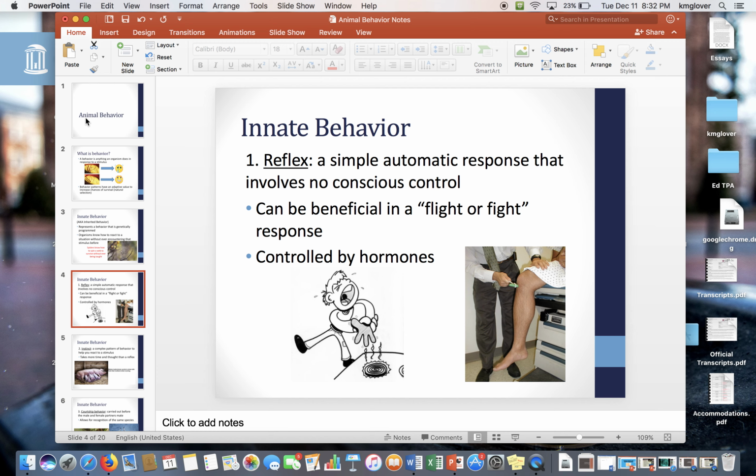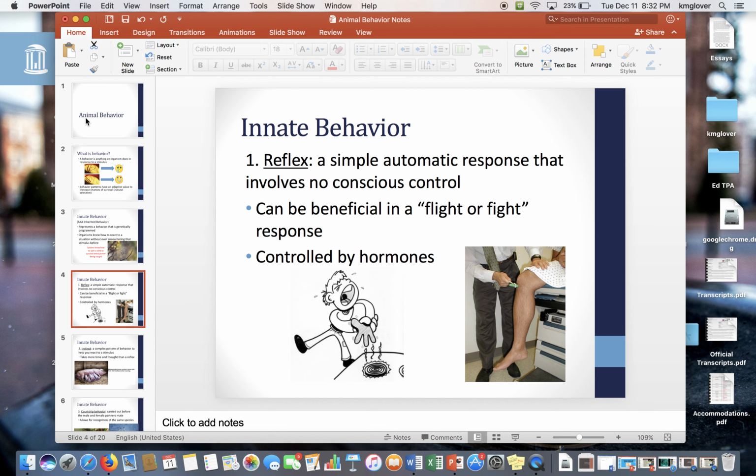Now, me personally, I would probably flee. If someone says go hard or go home, I'm usually the person to go home, but you might be the person to fight. I don't know. But if something's terrifying to you, you're either going to fight or you're going to flee. And this is all controlled by hormones, epinephrine, adrenaline, things like that.